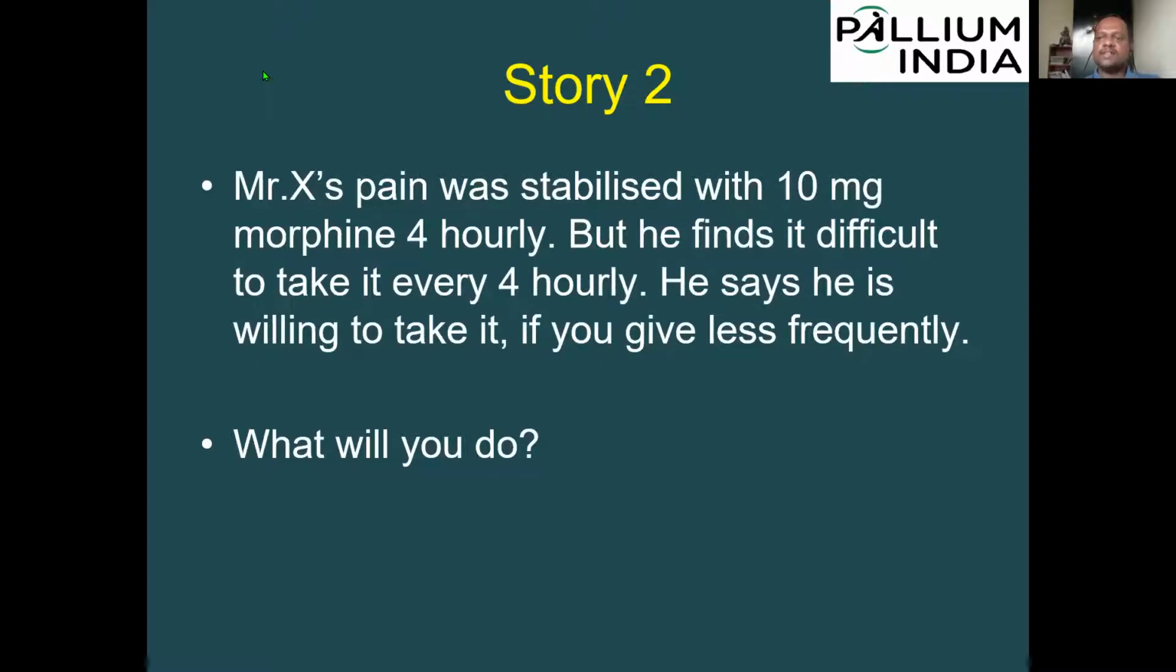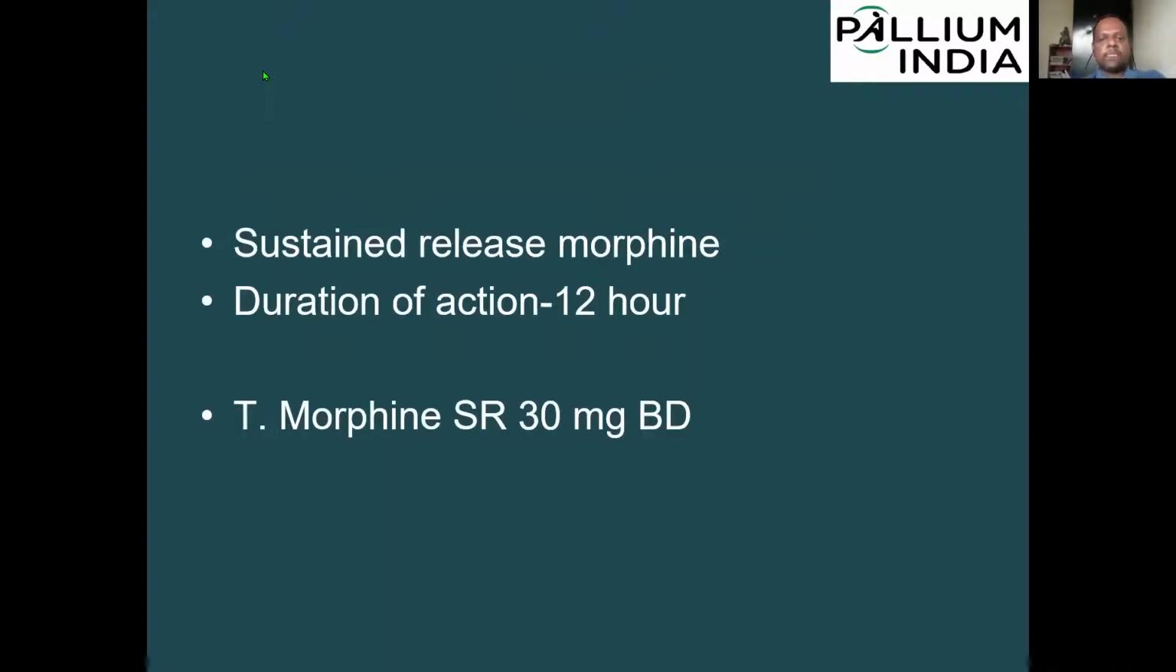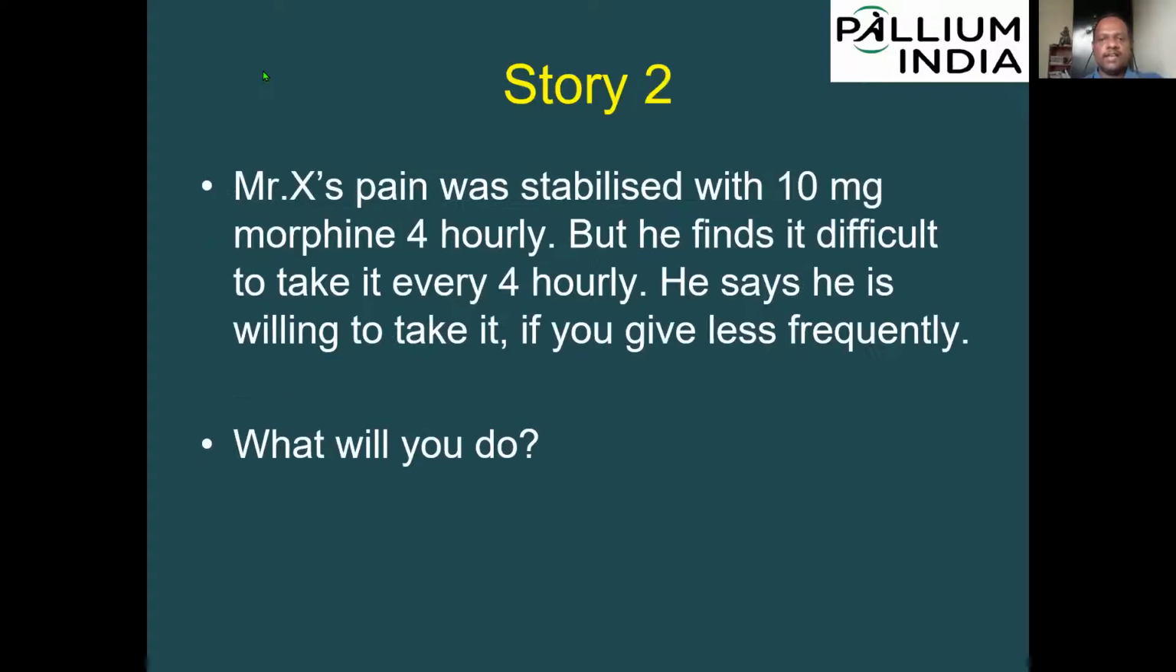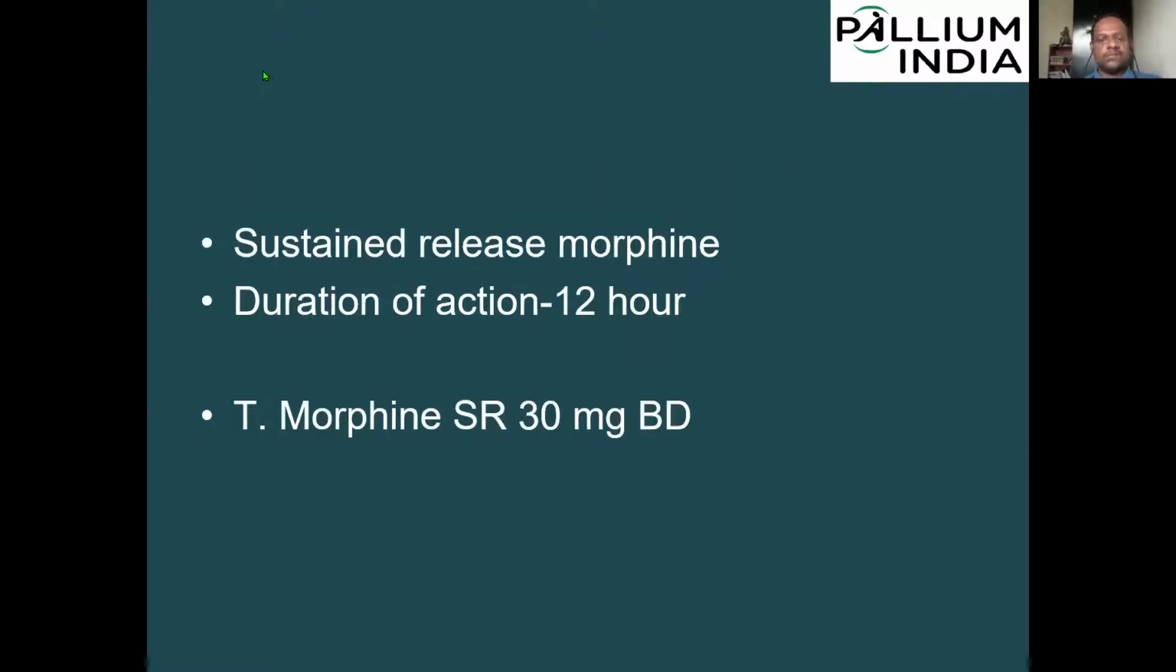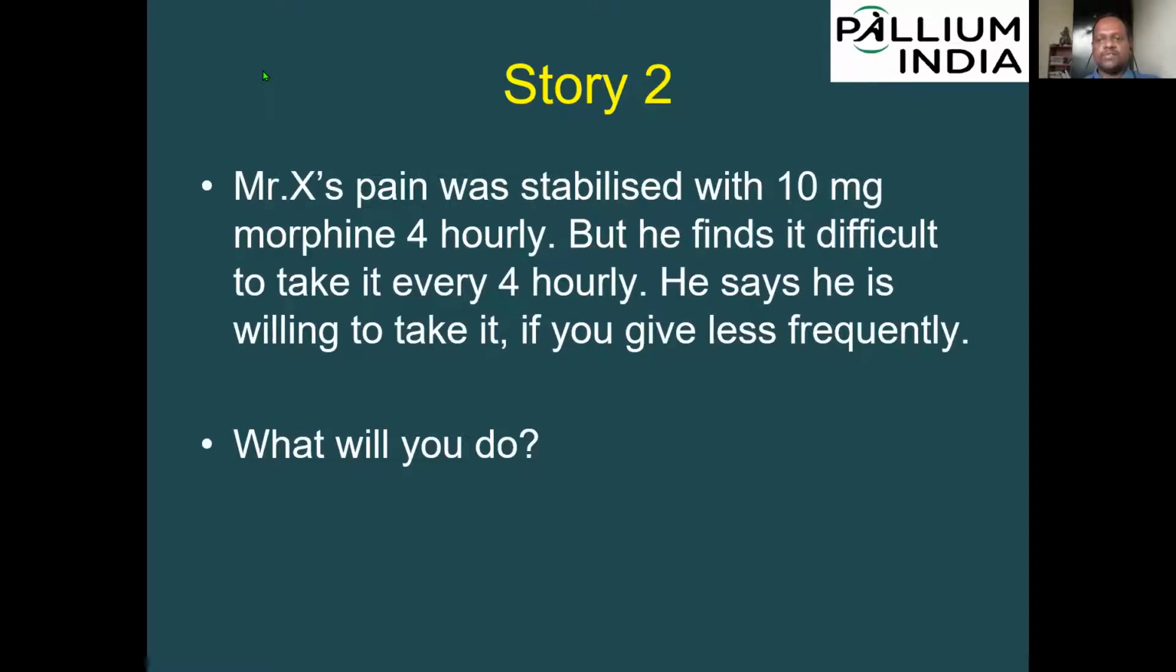So sustained release morphine has a duration of action of 12 hours. So you only need to give it twice a day. So this patient is actually taking a total morphine of 60 milligram. You can see 10 milligram every 4 hours. So 60 milligram divided into 2, that means 30 milligram. So tab morphine sustained release 30 milligram BD can be given with an option for breakthrough pain. You can use the same dose, 10 milligram immediate release morphine SOS. Okay.